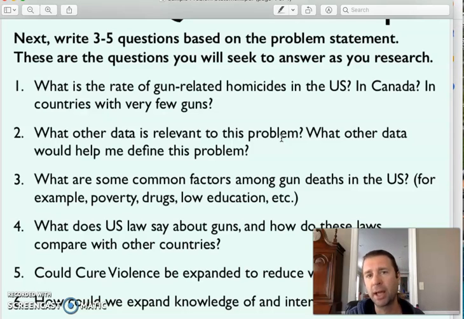So you want to keep in mind, again, these are the questions that are driving the research. If you're trying to answer specific questions, it'll keep you from just searching and not really knowing what you're looking for. What are some common factors among gun deaths? What does the U.S. say about gun laws? So if you're writing about this, you want to get really clear on what the laws are. And you probably know that each community, each county has its own rules for purchasing guns, for selling guns, for possessing them. So that gets kind of complicated.